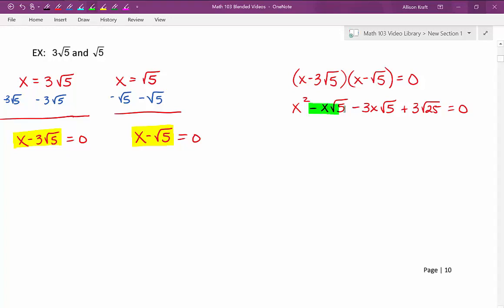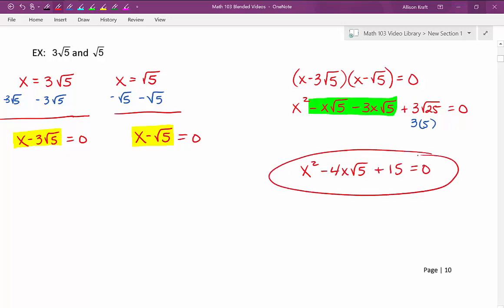Notice that we have like radicals here in the middle that we can combine. We also have a radical to simplify. It's a perfect square. This becomes 3 times 5. So doing those two things, we get x squared minus 4x square root of 5 plus 15 equals 0. This is our quadratic equation having the solutions 3 square root of 5 and square root of 5.